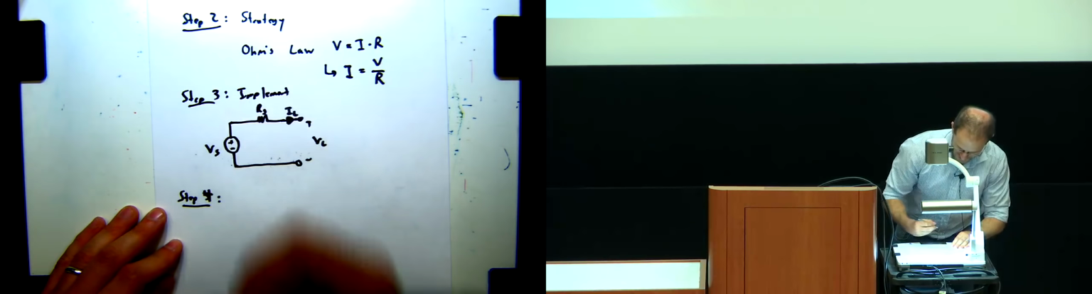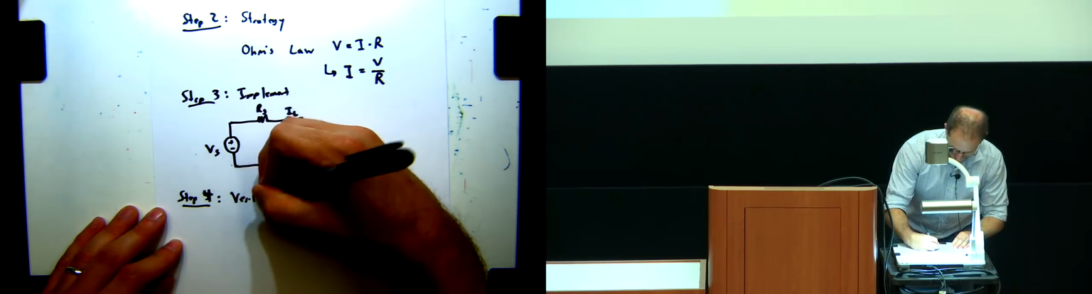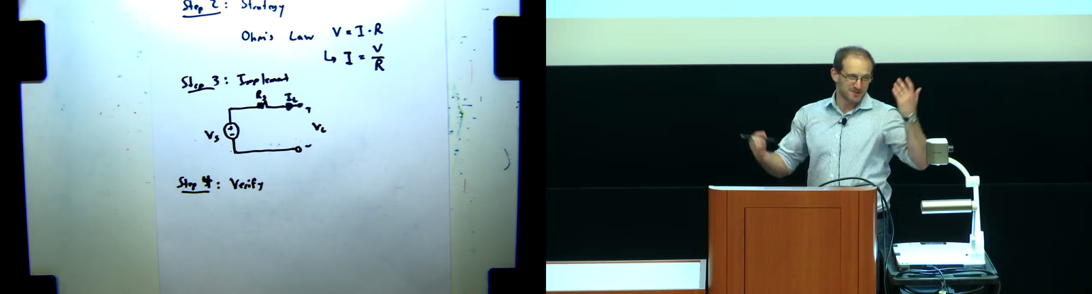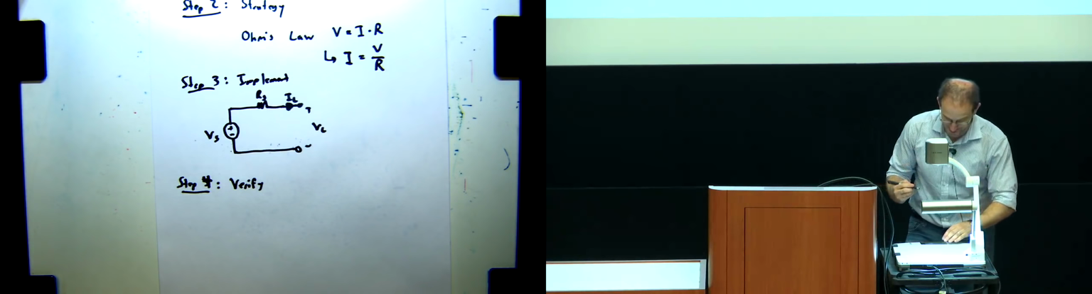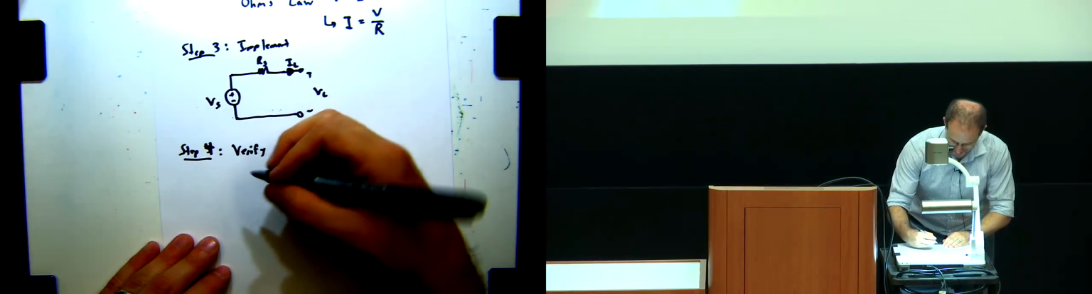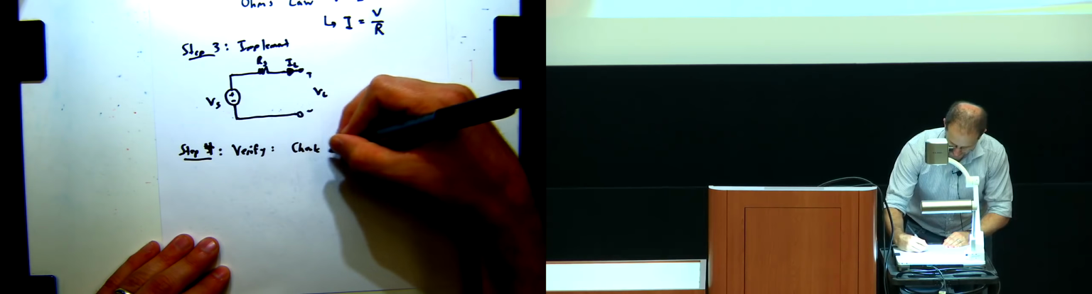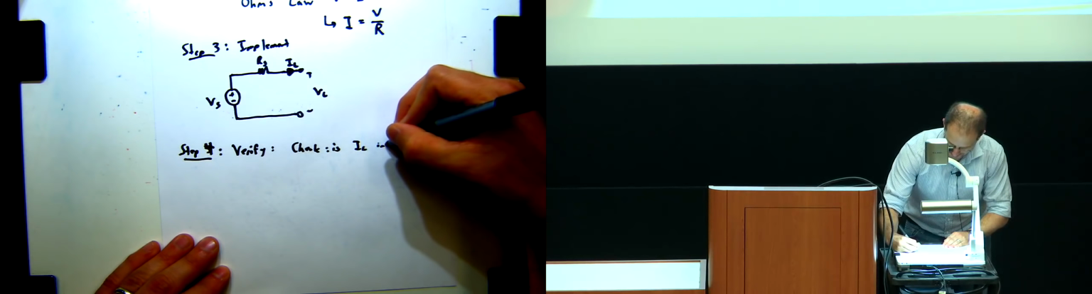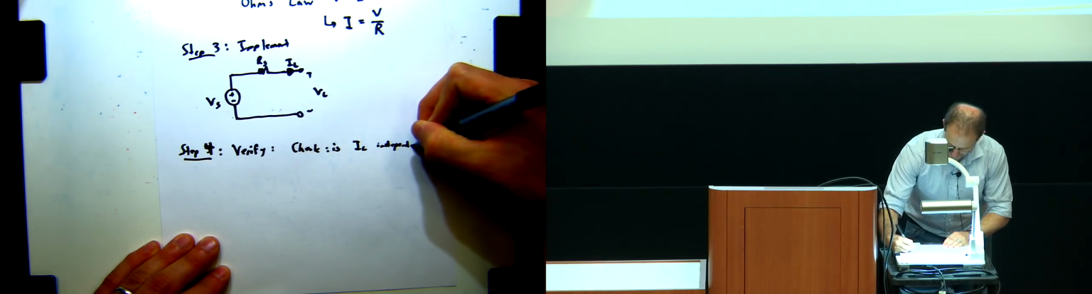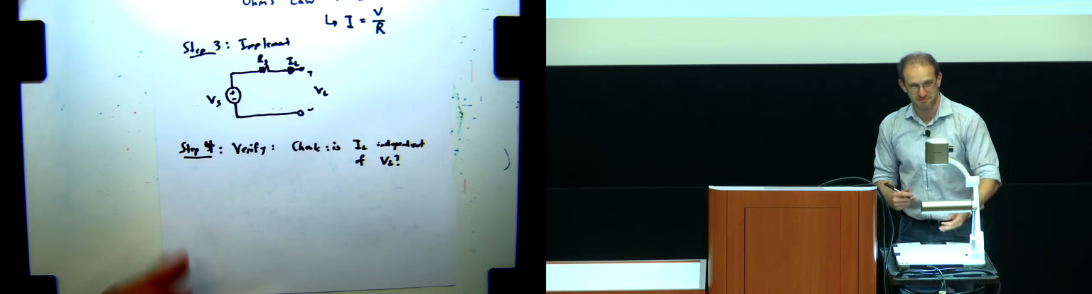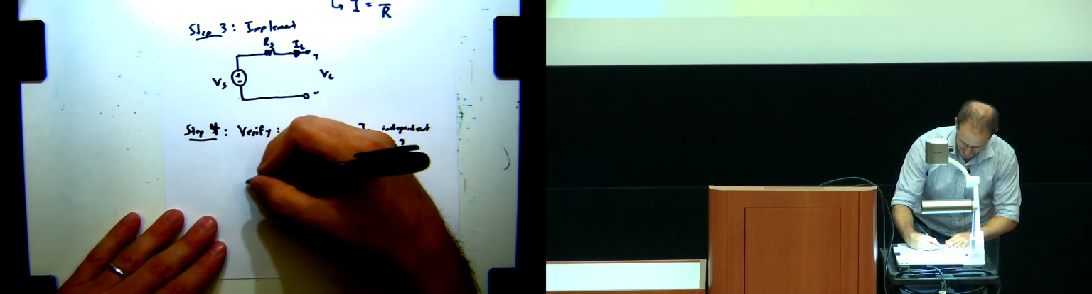And then step 4 is to verify. Okay, so now let's check, is this actually going to work? As we said, it's not going to work, but let's just formally do that here. So why is this not going to work? Well, we need to check, is IL independent of VL? Okay, so now we can just go and actually analyze the circuit that we drew.